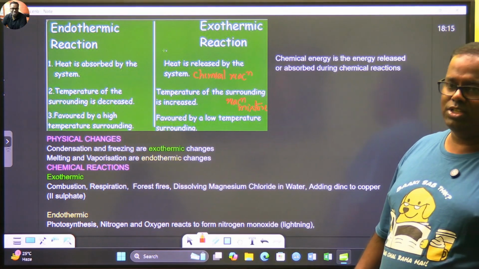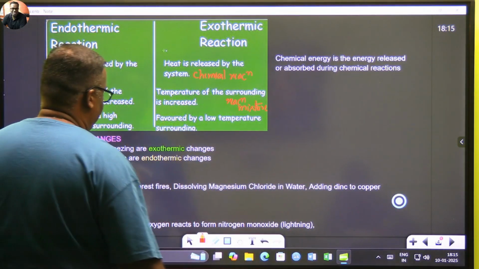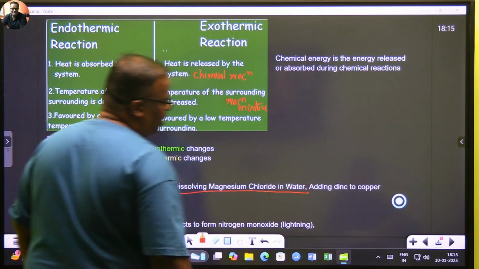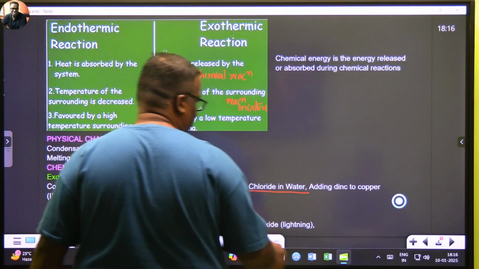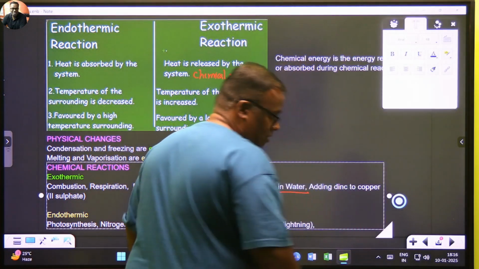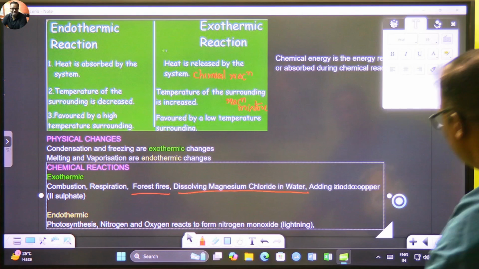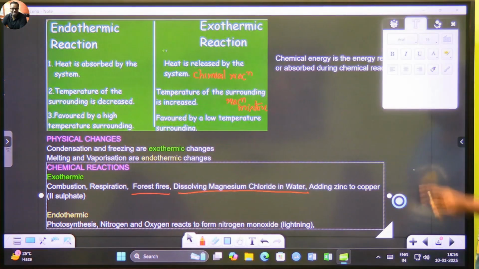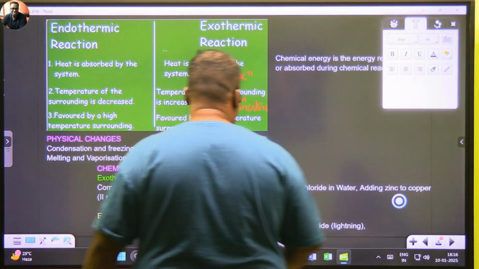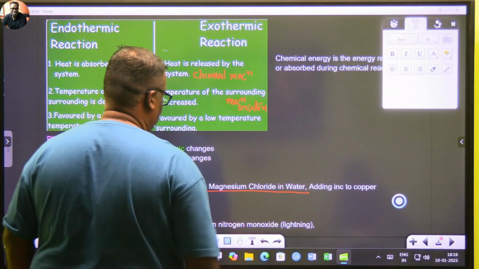Now come to chemical reactions. I'll tell you which ones are a part of your syllabus. Okay. Forest fire, dissolving magnesium chloride in water, adding zinc. This will be zinc, actually. Adding zinc to copper sulfate. You should remember these reactions. We will see them a little later. Adding zinc to copper sulfate. Make a note of these three.